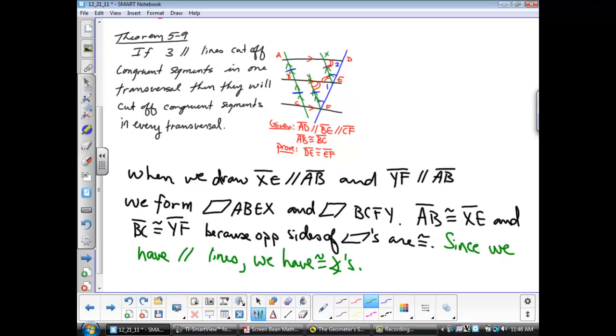Since we have parallel lines, we have congruent angles, which means we can prove triangles congruent. Let's talk about the angles that are congruent. I think I'm going to go with angle YFE and XED.